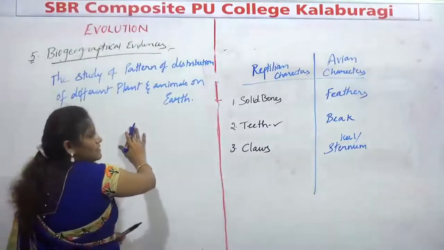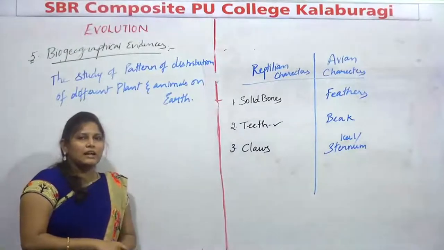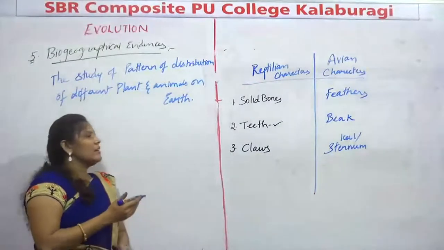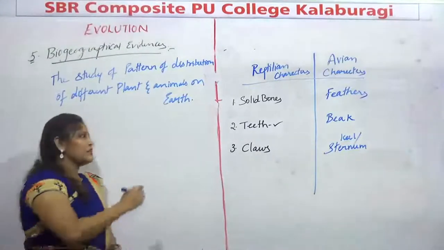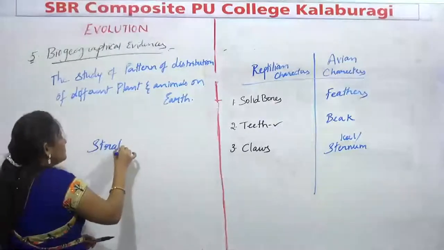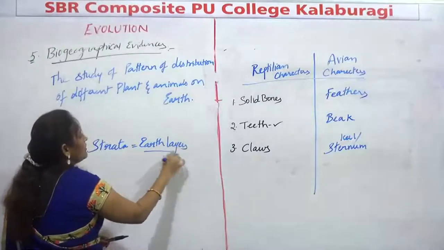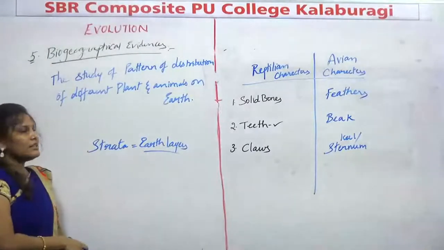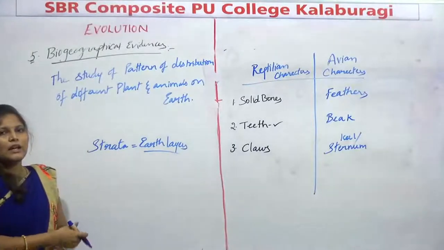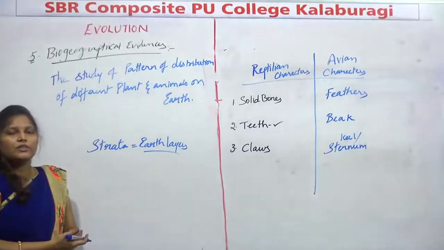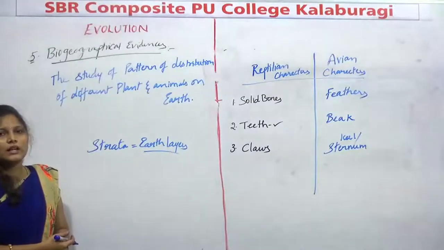Here we are going to discuss the geological time scale. What does the geological time scale indicate? It indicates the presence of different organisms at different strata of earth. What is strata? It means earth layers. The presence of different organisms at different earth or soil layers is indicated by this geological time scale. At which geological time period which type of organisms were present, we can analyze by going through the geological time scale.